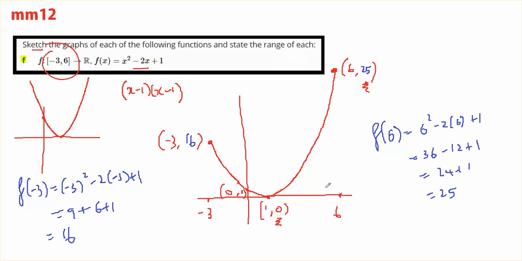So there's my graph of f(x). Done that. And then state the range. Well, the range of f(x) will go from 0, because the lowest y value that I have is 0, all the way up to 25, and it'll be a square bracket on 25, because there's a square bracket on 6, which means x equals 6, which means y does equal 25.